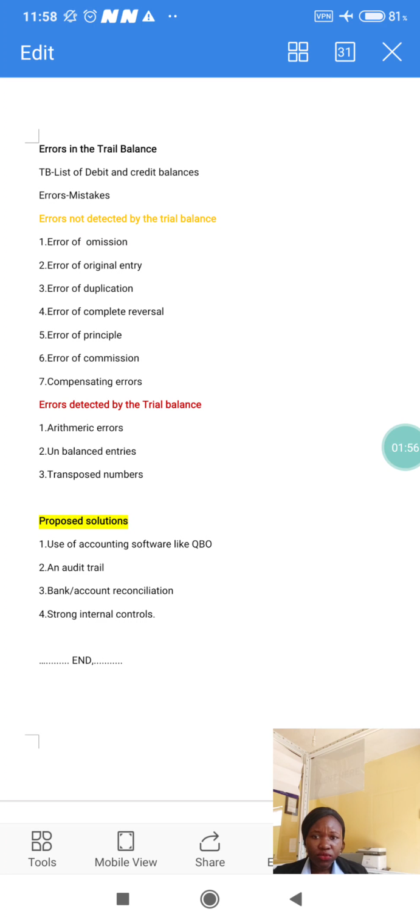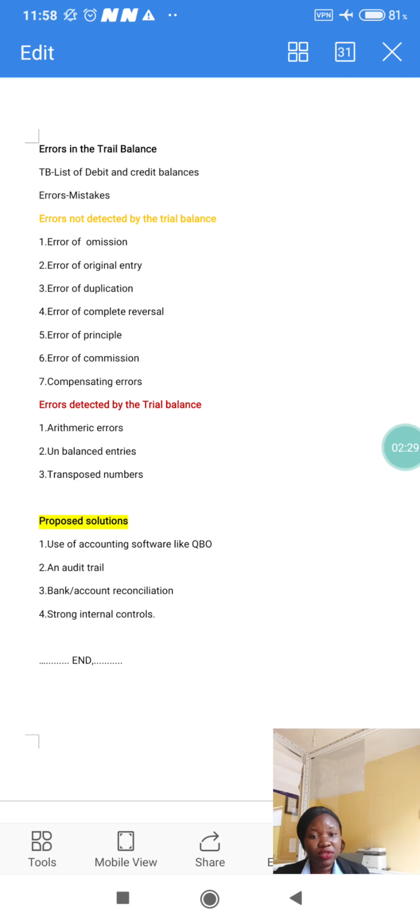Another error would be error of principle. Error of principle comes in where the accounting principle has not been honored. For example, you made repairs for a building, maybe you are painting it, and this is an expense in nature. This is a revenue expense, not a capital expense. So if you record this cost to your buildings as the asset, this is an error of principle, because it is supposed to be debited.